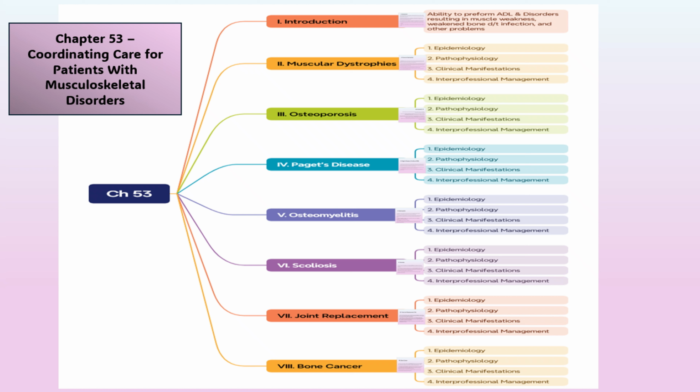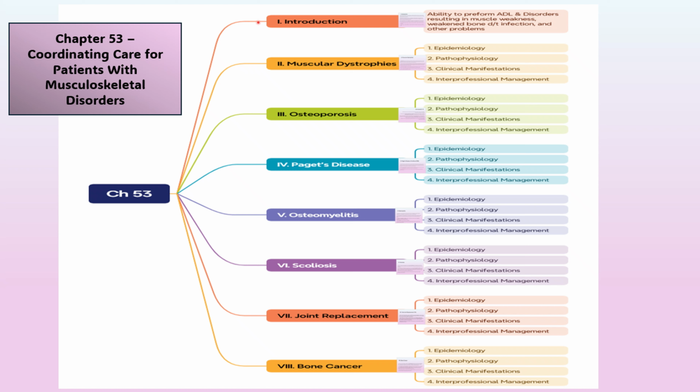Chapter 53, Coordinating Care for Patients with Musculoskeletal Disorders. Here is my concept map. This chapter has actually 7 disorders.